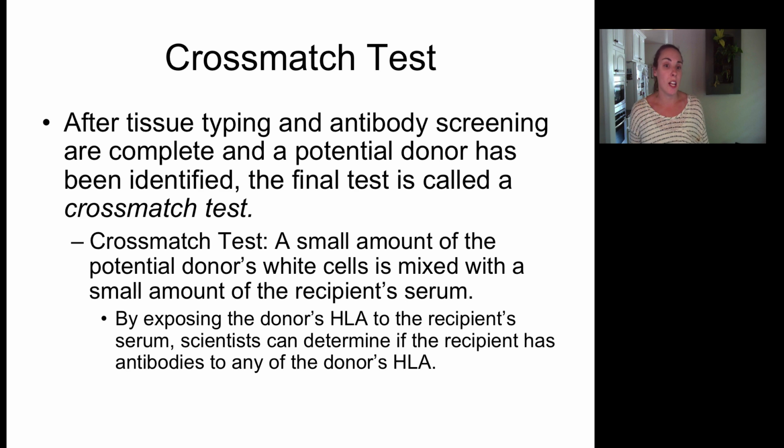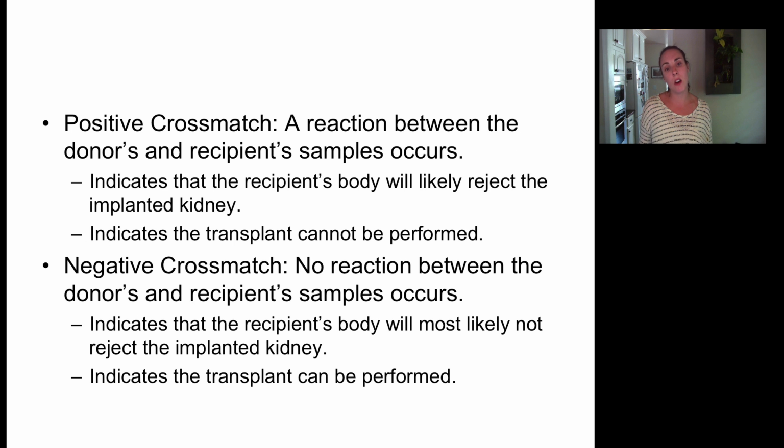Then a crossmatch test is done. After tissue typing and antibody screening, the final test is the crossmatch. A small amount of the potential donor's white cells is mixed with a small amount of the recipient's serum. By exposing the donor's HLA to the recipient's serum, scientists can determine if the recipient has antibodies to any of the donor's HLA. A positive crossmatch is a reaction between the donor and recipient sample, and it indicates that the recipient's body will likely reject the implanted kidney, and the transplant cannot be performed.